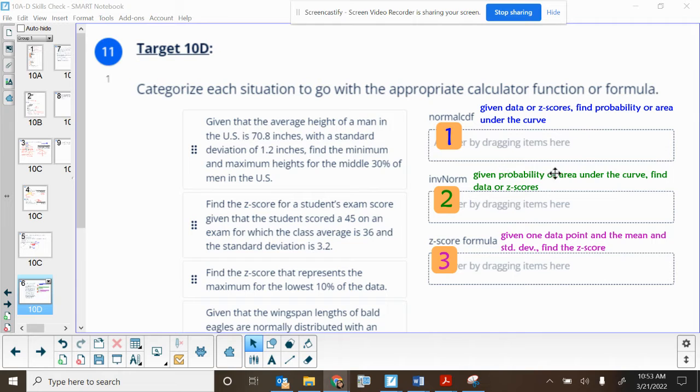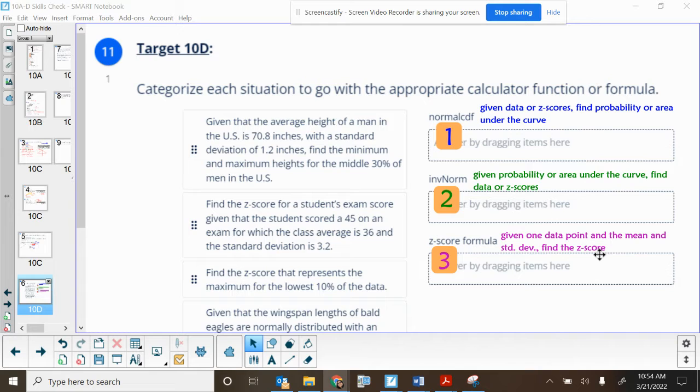Inverse norm is if you're given probability or area under the curve and you're trying to find data or z-scores. So inverse norm is the inverse of normal CDF. They kind of go backwards of each other. Z-score formula is not when we're going to draw a curve. It's just when it's asking you to find a z-score, but it just gives you a data point and the mean or standard deviation.